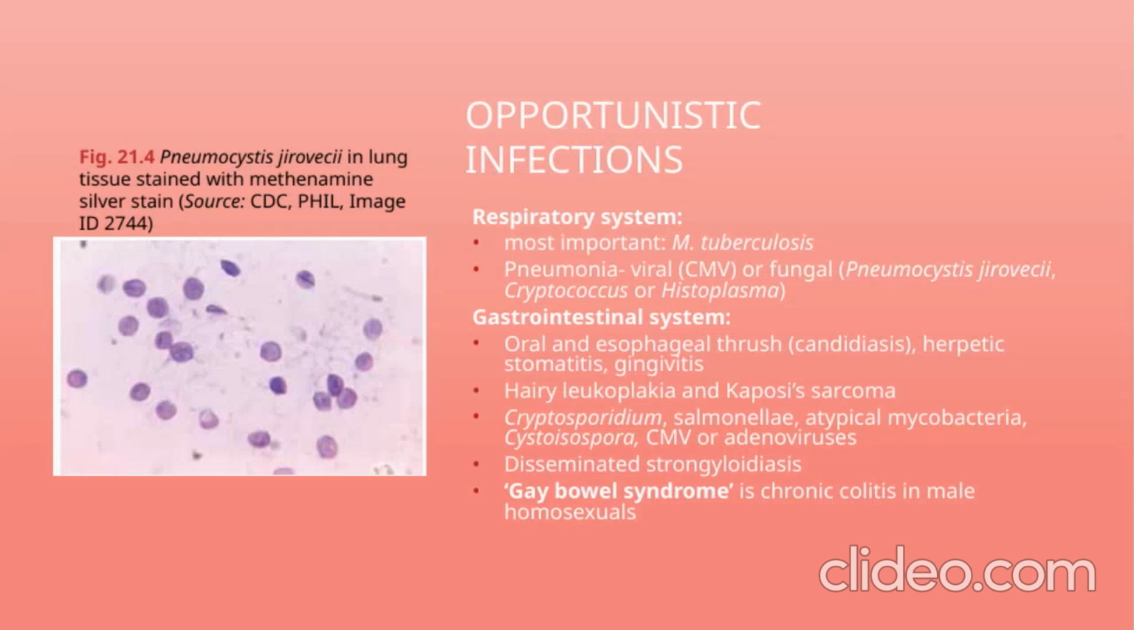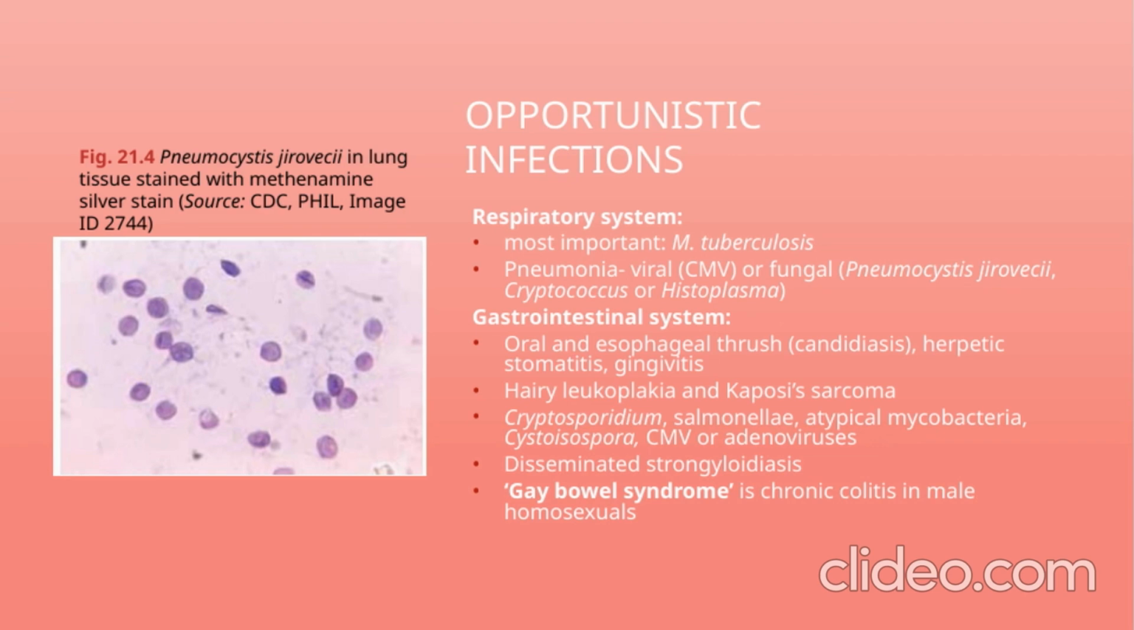21.4, which shows Pneumocystis jirovecii in lung tissue stained with methenamine silver stain. As you can see, this is a classic example of an opportunistic infection. Opportunistic infections are those that primarily affect individuals with weakened immune systems. In the respiratory system, the most significant pathogen we encounter is Mycobacterium tuberculosis. But we also see other infections like pneumonia caused by viruses such as CMV or fungal infections including Pneumocystis jirovecii, Cryptococcus, or Histoplasma. These are particularly common in immunocompromised patients.